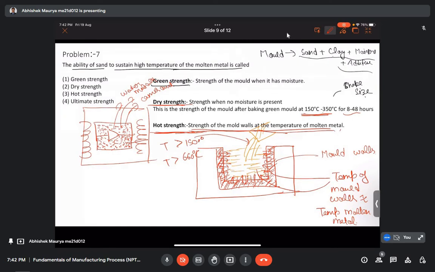So as per the question, the ability of the sand to sustain the high temperature of molten metal. When molten metal comes in contact with the mold, hot strength comes into the picture. If it has good hot strength, then it will sustain its shape and size, and we will get a very good casting. So for this question, hot strength is the correct answer.